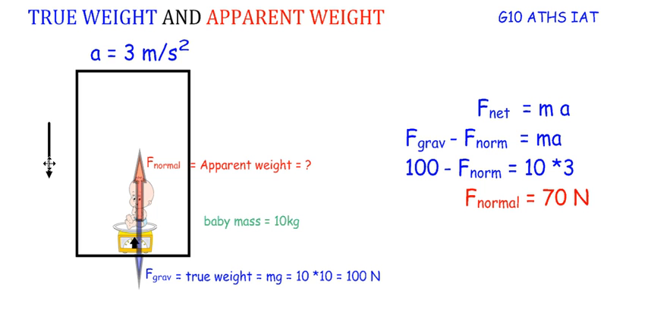Now let's go back to our acceleration situations. When the lift is accelerating downwards, does that mean that it has to be moving downwards? No, it could be moving downwards while speeding up, or it could be moving upwards while slowing down. That is still a downward acceleration.